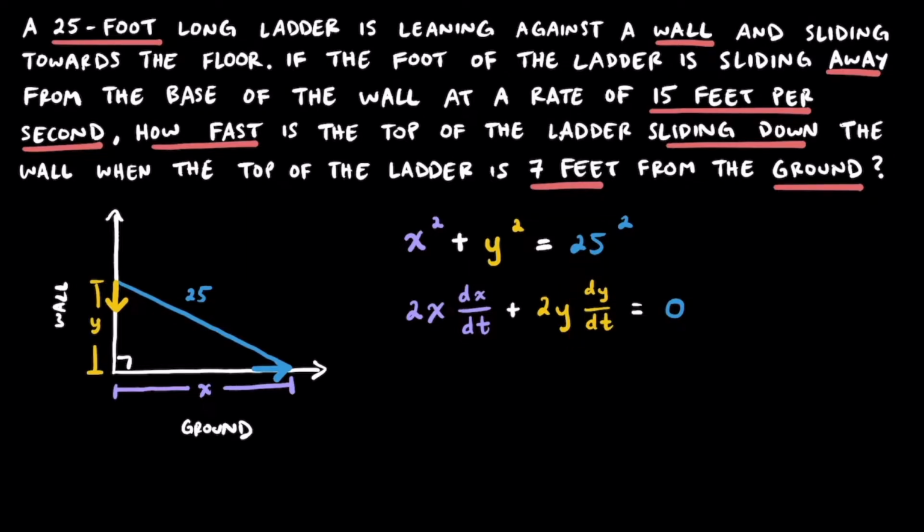Now at this point, it's important to make sure you understand that dx/dt just represents how much it's changing with respect to the x-axis, and this dy/dt is letting us know how much this ladder is changing with respect to the y-axis. Because the question is asking us how fast the top of the ladder is sliding down, we're going to be looking for this dy/dt. This needs to be isolated.